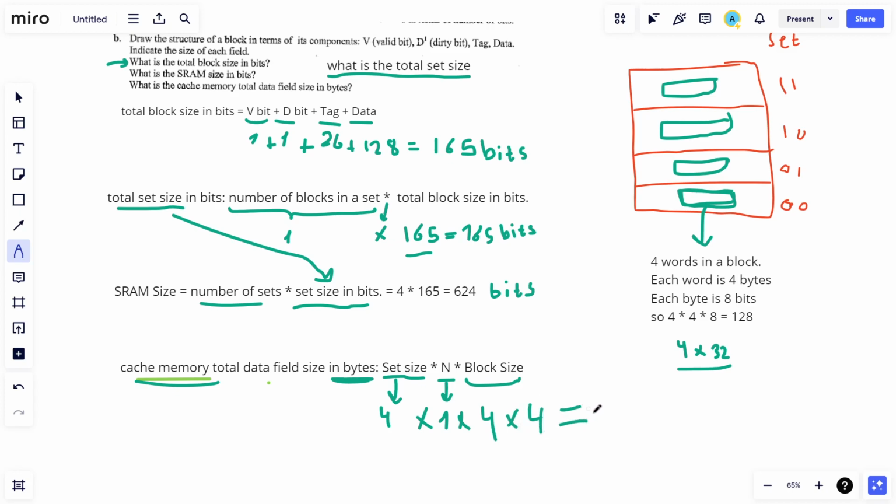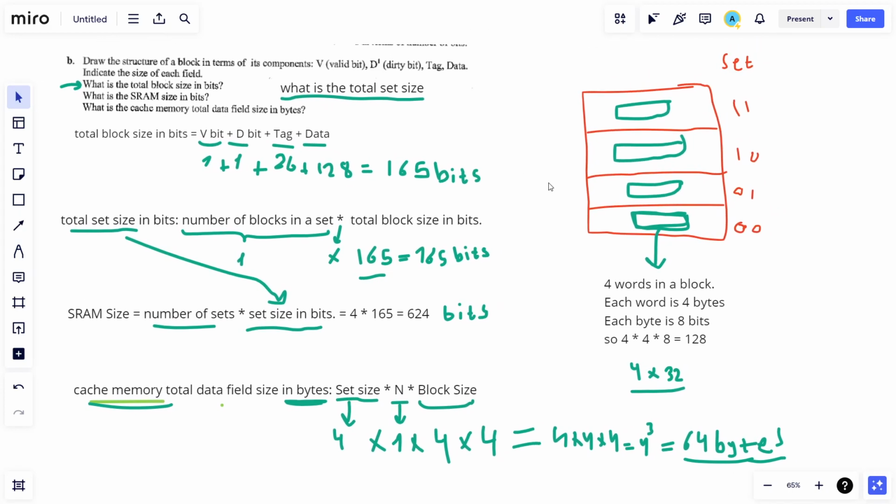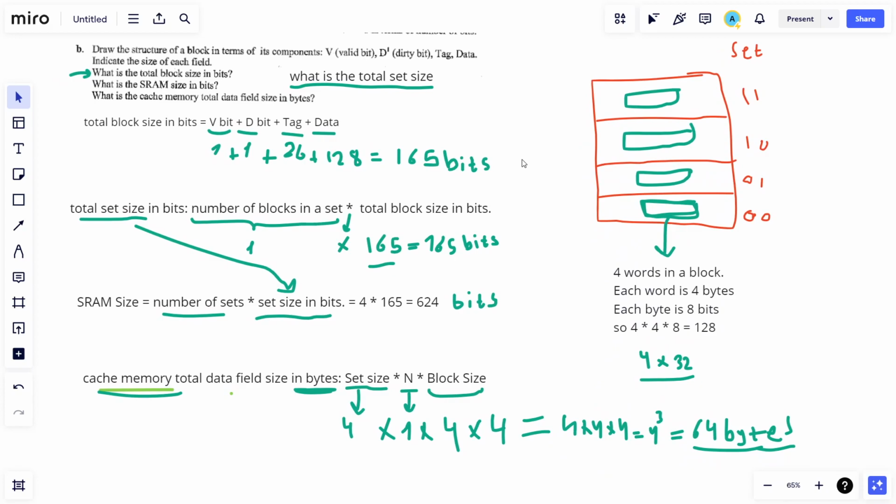So the total answer is going to be 4 times 4 times 4, which can also be written as 4 to the power 3, which is 64 bytes. Ta-da! And this is the answer of cache memory total data field size in bytes, which is 64 bytes. And we are officially done with part B.